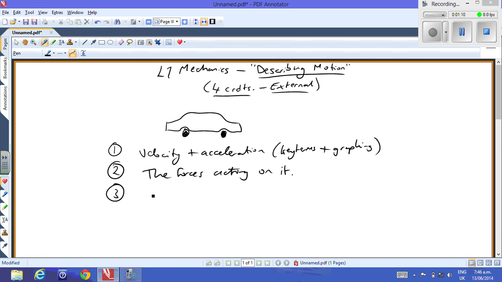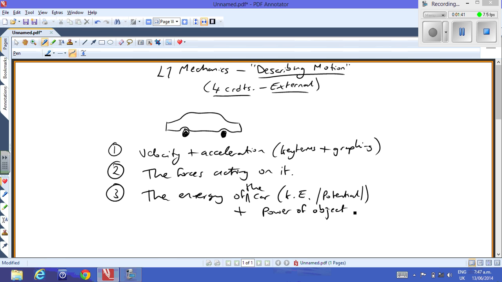And then the third aspect we look at is the energy, the energy changes involved with the motion of the car. We look particularly at kinetic energy, obviously, because we'd be considering motion a lot. Potential energy if it's not moving, which is also stored energy. And then related to that, we would look at the power of the object, and any work done by the object.